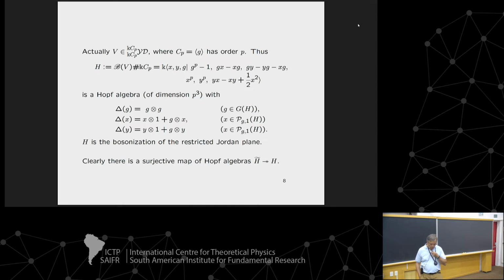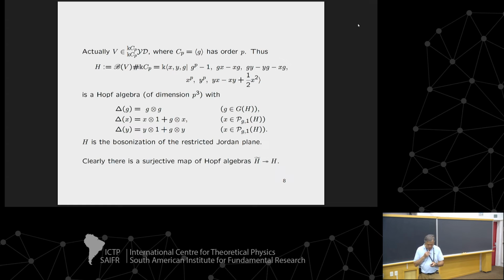As before, we can realize V as a Yetter-Drinfeld module over the cyclic group Cp of order p. And as before, we can form the bosonization H tilde of B of V, the restricted Jordan plane, with the cyclic group. How to construct it is easy to see from the relations, and the comultiplication is also easy. And we have a surjective map of Hopf algebras from H tilde to H.